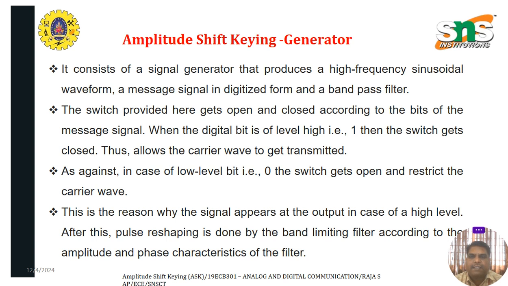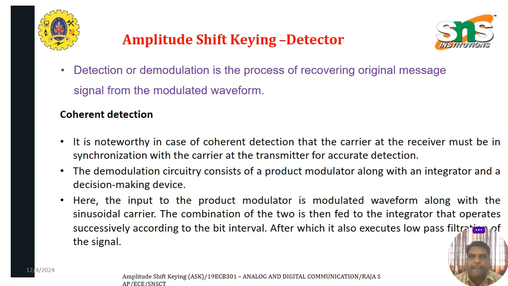After this, pulse reshaping is done by the band limiting filter according to the amplitude and phase characteristics of the filter. So now we are going to see the detection process. Detection or demodulation is the process of recovering the original message signal from the modulated waveform. In ASK, there are two types of detection available: one is coherent detection and the other is non-coherent detection.